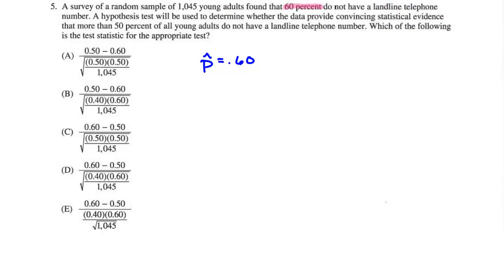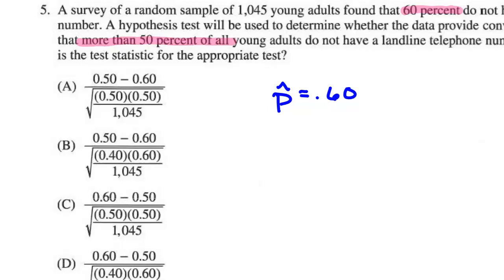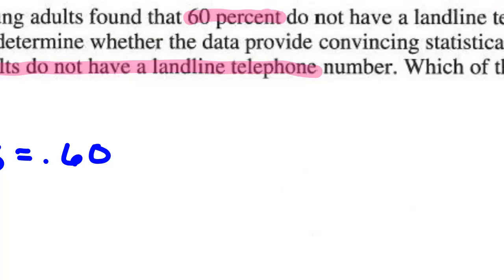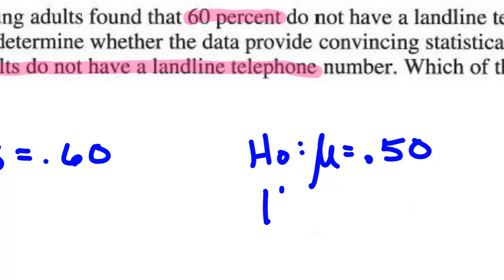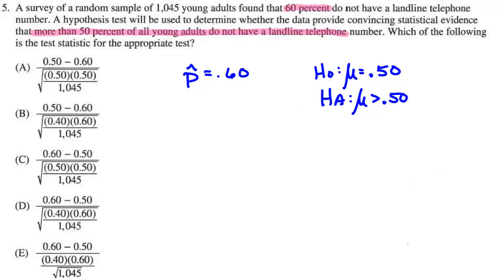A hypothesis test will be used to determine whether the data provide convincing statistical evidence of more than 50% of all young adults do not have a landline telephone number. So what they're telling us right there is that the null hypothesis is that mu equals 0.50, and the alternative hypothesis is mu is greater than 0.50. So we have some evidence for Ha, because 0.60 is bigger than 0.50. So far, so good? All right.